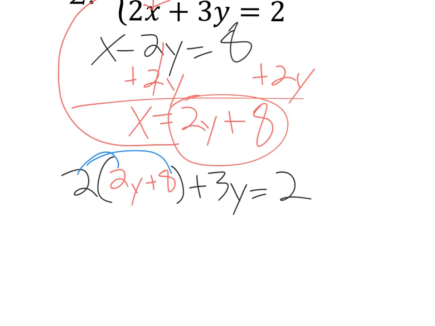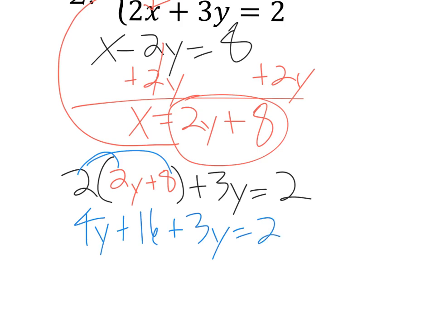The most common mistake I see people make is they distribute the 2, but they also distribute like this. They multiply 3y times 2 and this 2 times 2. Only what's inside the parentheses, that's all you need to distribute. So 2 times 2y is 4y, 2 times 8 is 16. Bring down the rest, plus 3y equals 2.